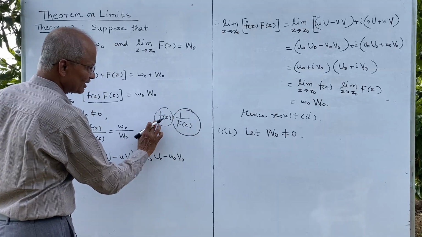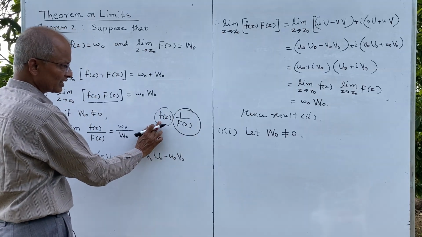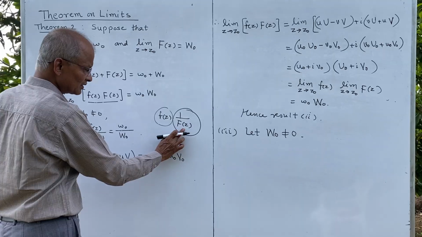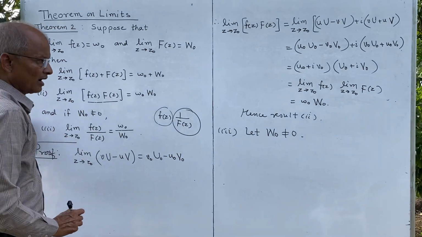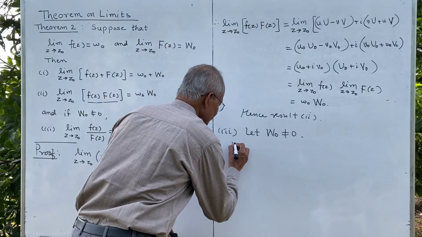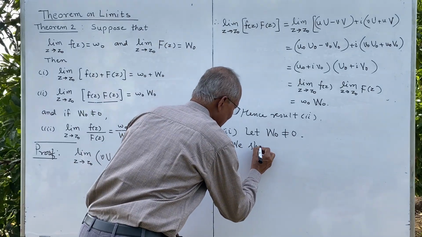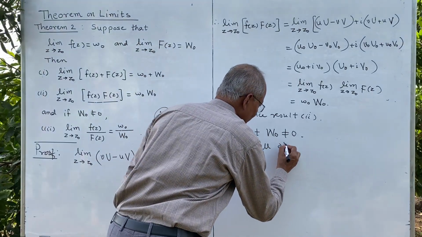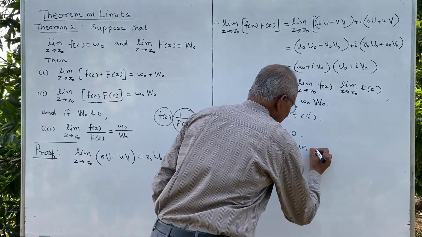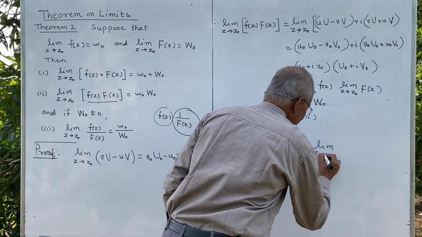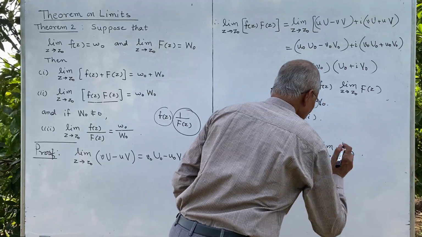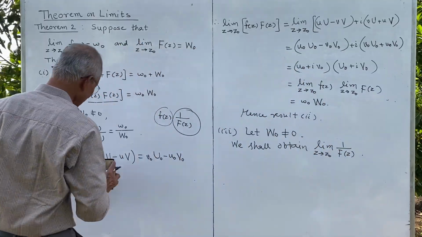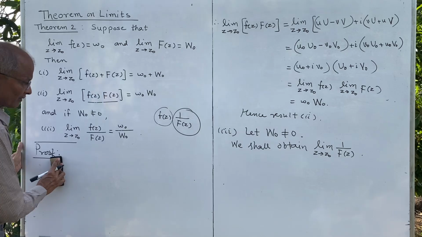So this will be in the form of a product, the limit of the first into the limit of the second, and this second limit we shall first obtain, 1 over capital F of z, and we shall obtain the limit z tends to z naught of 1 upon capital F of z. Now for that purpose we shall first express 1 upon capital F of z.